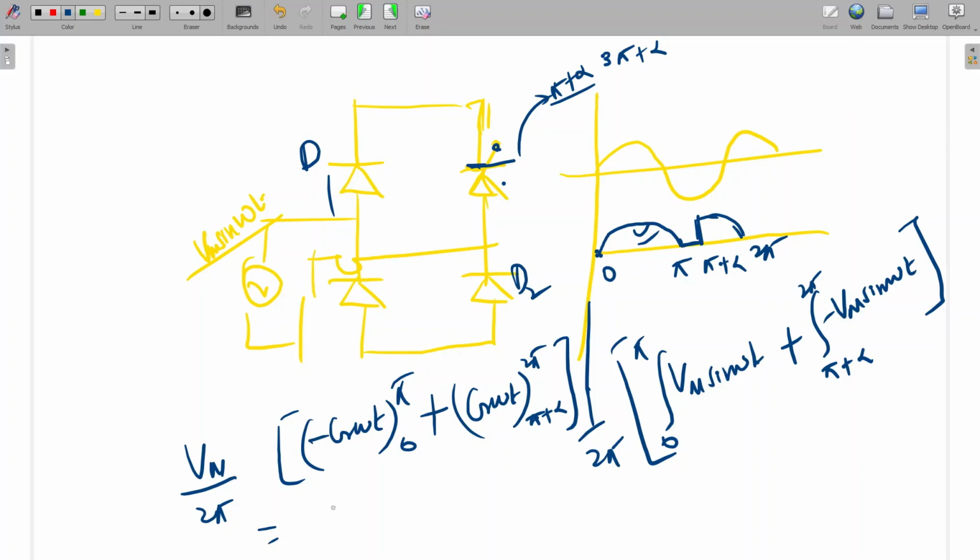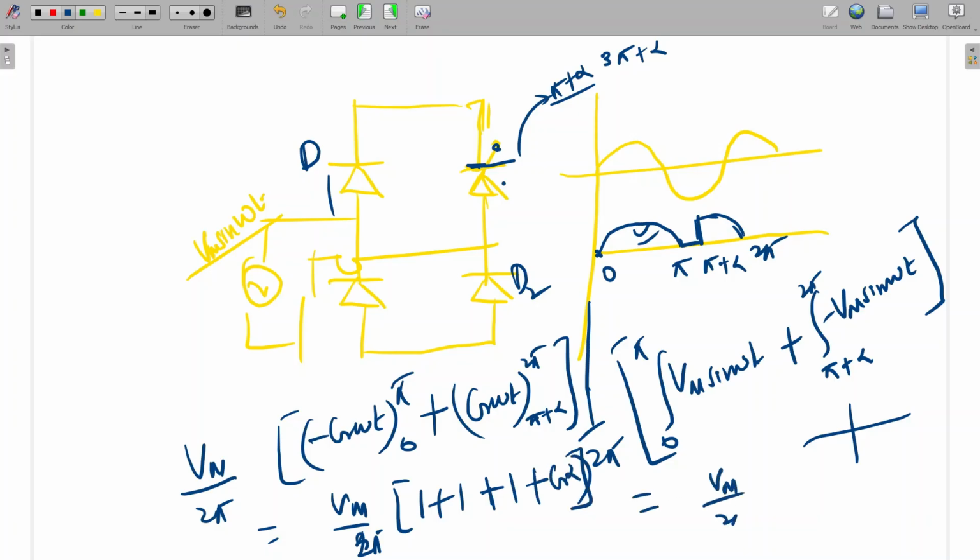So this first term will be how much? Vm upon 2 pi, and here it will be cos pi minus 1, so minus minus plus 1, plus 1. Here cos 2 pi is how much? 1, minus cos of pi plus alpha. So cos of pi plus alpha is how much? Minus cos alpha. So minus minus plus. So it will be cos alpha. So Vm upon 2 pi times 3 plus cos alpha. Same thing we are getting, because the waveform is the same. The area under the curve is the same here also, no? Is it clear? Exactly. Yes. Okay.